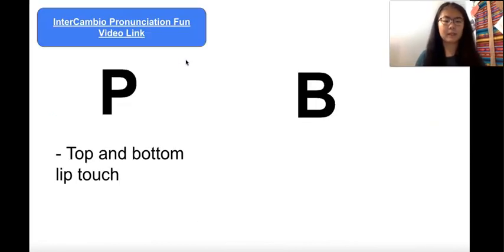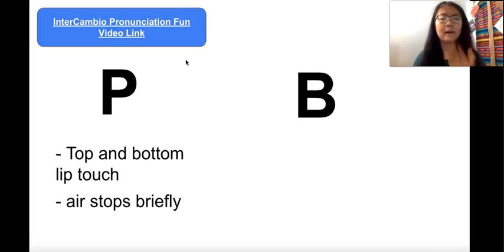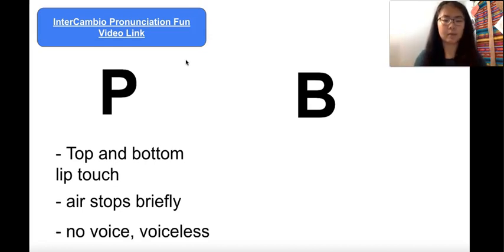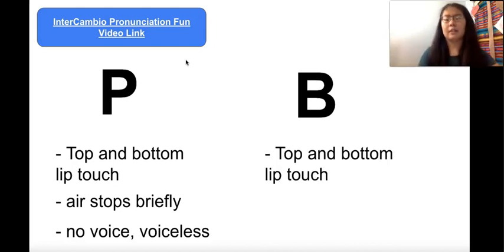For the letter P, our top and our bottom lip touch. The air is stopped, right? When our lips touch, the air stops briefly. And the letter P, pay attention to this one. There's no voice in the letter P, right? Stop, not stop. So moving on to the letter B, you'll notice our top and our bottom lip also touch.